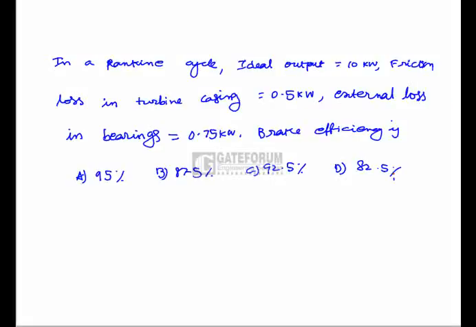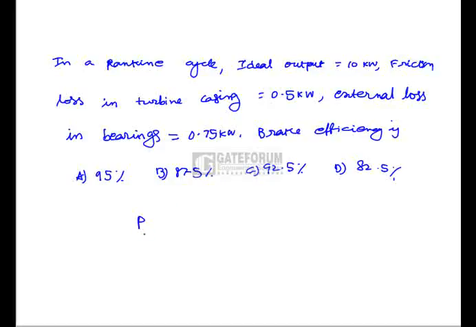Ideal output is given as 10 kilowatts, frictional losses in the turbine casing are 0.5 kilowatts, and external losses in bearings are 0.75 kilowatts. Here we have to calculate the brake efficiency of the cycle, and the options are 95%, 87.5%, 92.5% and 82.5%. Brake efficiency is the ratio of the available power at the output shaft to the ideal power. So here ideal output is given as 10 kilowatts.